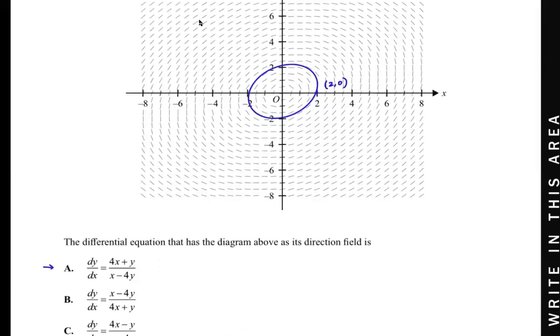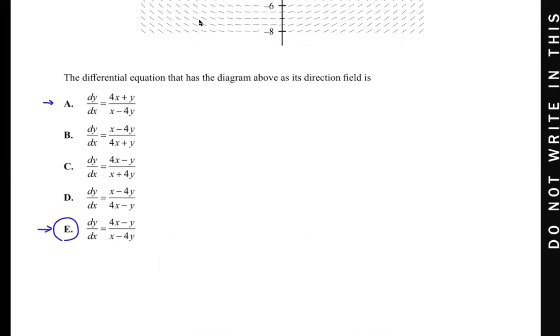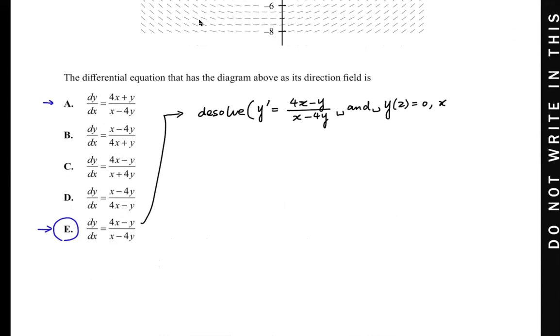Do we have other techniques to check if our sketch is correct? Well, yes, we have. You could use a differential equation solver for this one. dy/dx, y dash, equals (4x minus y) divided by (x minus 4y). If you incorporate y of 2 is 0, comma x, comma y, let's see what happens.